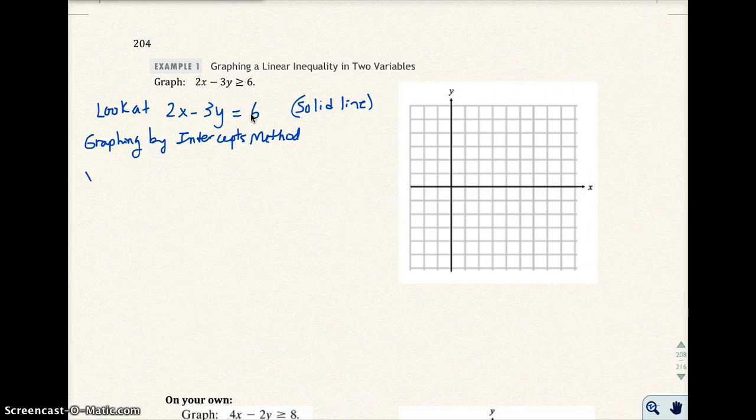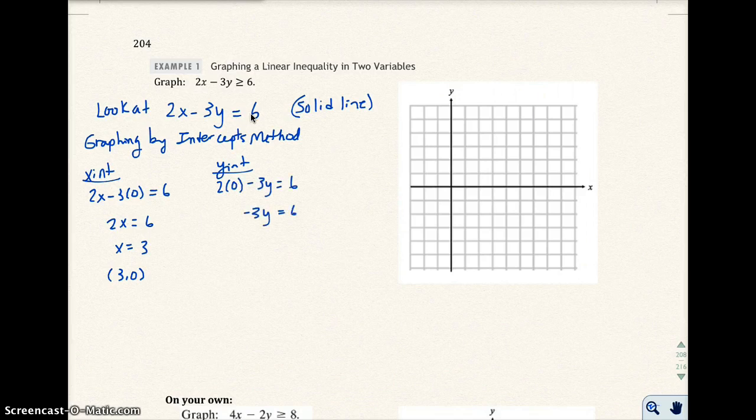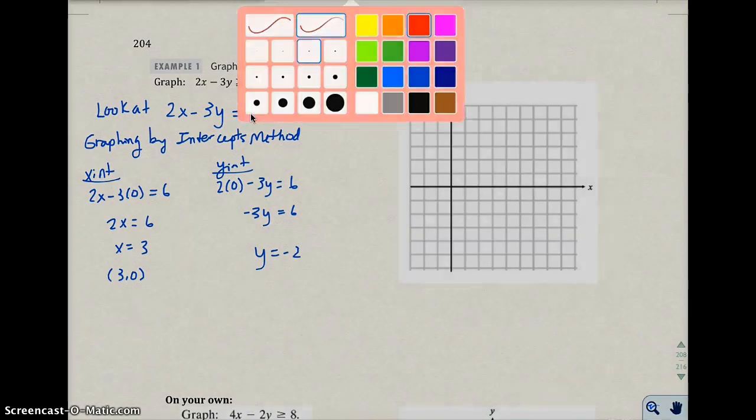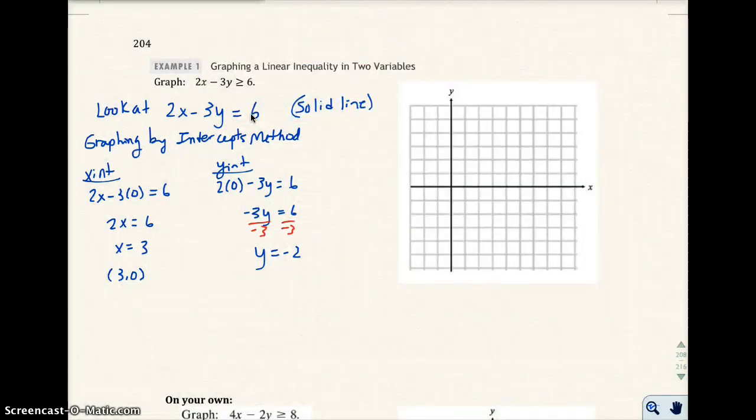To find the x-intercept, I put in 0 for y, so I get 2x minus 3 times 0 equals 6. So I get 2x equals 6, and x equals 3. So I get 3, 0. For the y-intercept, I put in 0 for x. So I get negative 3y equals 6, so y equals negative 2, if I divide both sides by negative 3. So that ordered pair is 0, negative 2. We'll go ahead and graph those two points: 0, negative 2, and 3, 0.